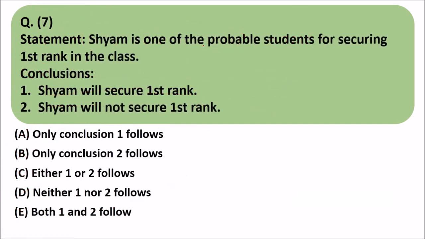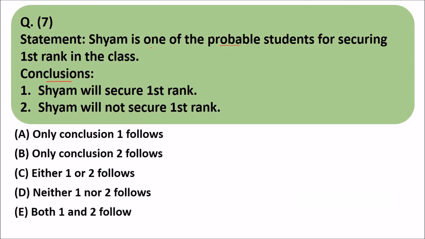Statement: Shyam is one of the probable students for securing first rank in the class. Conclusions: Shyam will secure first rank, Shyam will not secure first rank. Now over here you will get confused, what to mark. And in this confusion, you might also think that this is to confuse me, the answer must be neither 1 nor 2 follows.